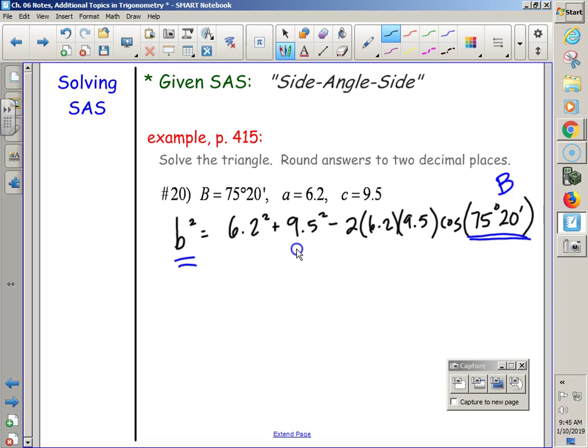Does that look right? 1.6. Yeah. Yeah. You got this.